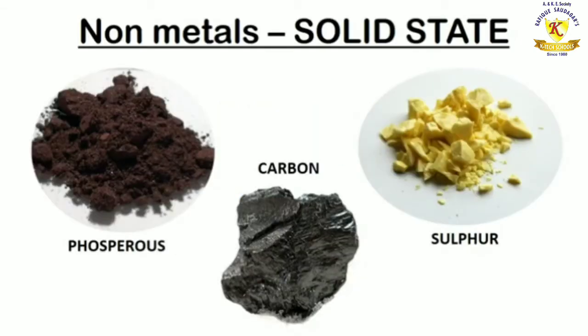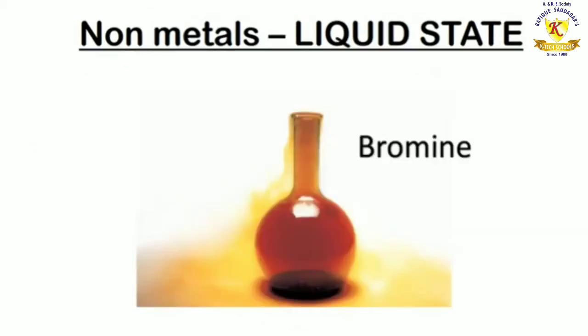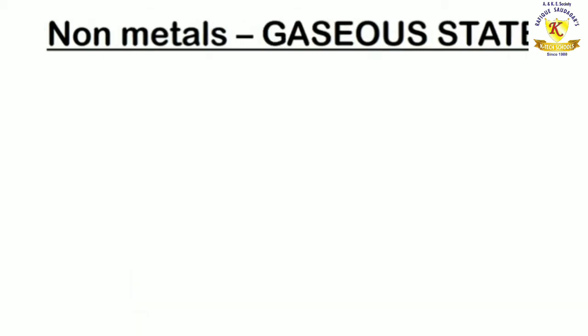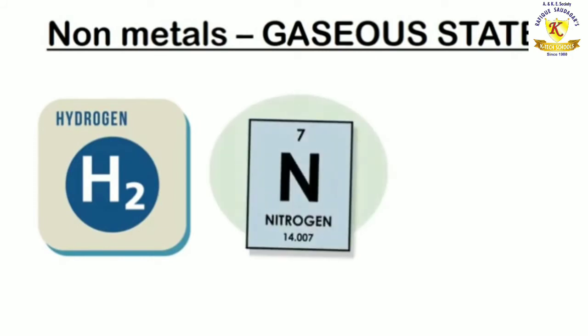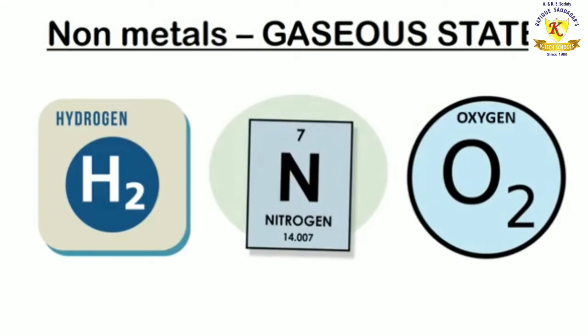At ordinary temperature, non-metals occur as solids. For example, phosphorus, carbon, sulfur. Non-metals can also occur in liquid state. For example, bromine. And non-metals can also occur in gaseous state. For example, hydrogen, nitrogen, and oxygen.